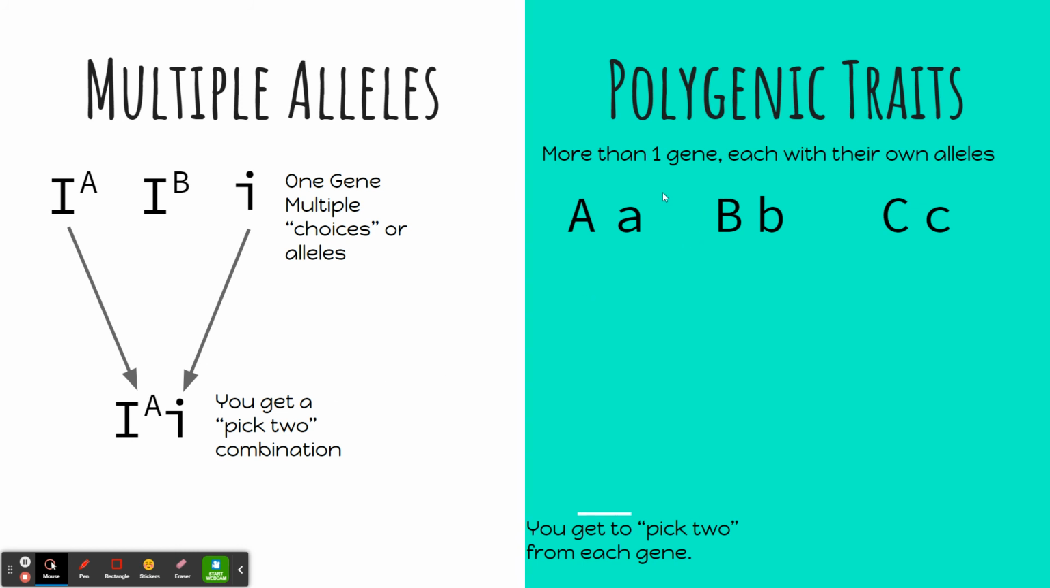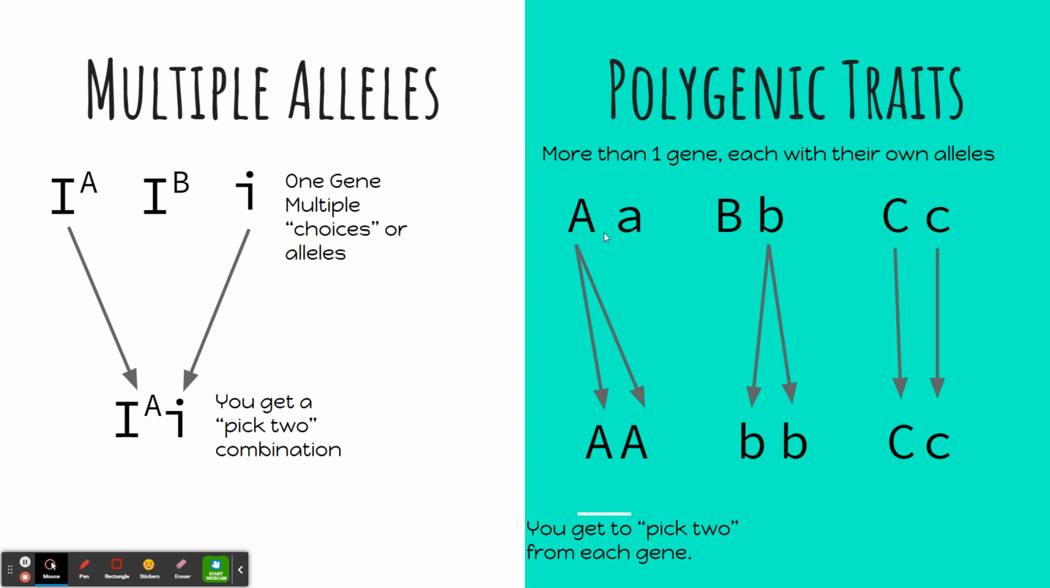With polygenic, you have more than one gene. So here I have 3 different genes, and these 3 different genes are going to work together. I get to pick 2 from the first set, 2 from the second set, and 2 from the third set. So now I have 2 alleles for each of these genes, for a total of 6 alleles and 3 genes. And that controls one trait, not 3 traits, but just one trait. All 3 of those genes work together to do that one trait. Multiple alleles is very different because you still only have one gene that controls that trait. Polygenic has multiple genes, many genic genes.